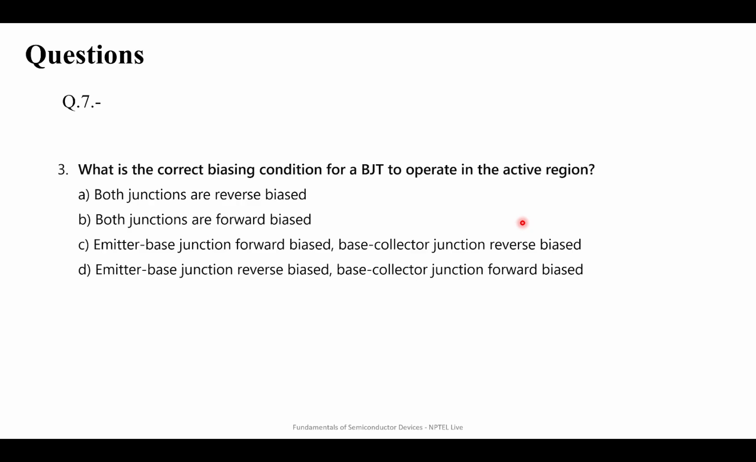What is the correct biasing condition for a BJT to operate in the active region? A. Both junctions are reverse biased. B. Both junctions are forward biased. C. Emitter base junction is forward biased, base collector junction is reverse biased. D. Emitter base junction is reverse biased, base collector junction is forward biased. Answer C and D, sir. No, it will be either one of them.